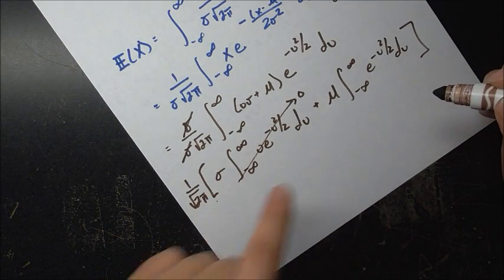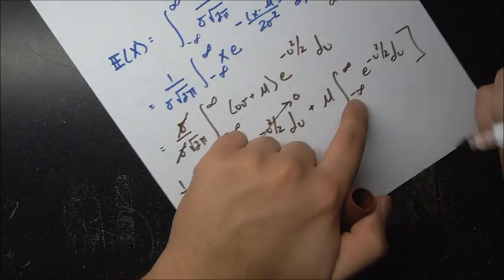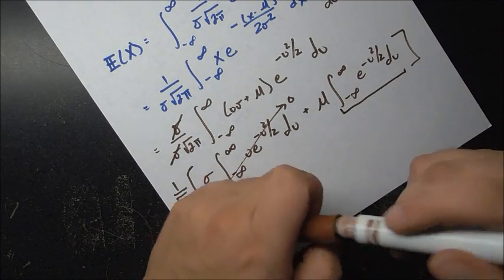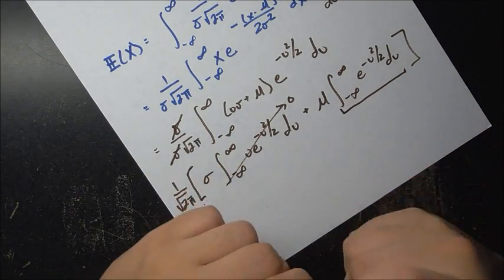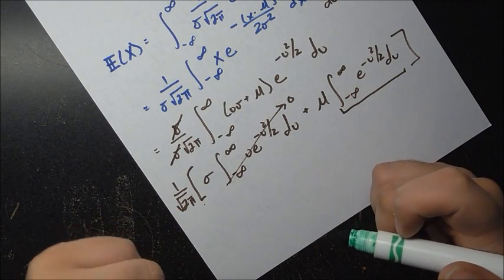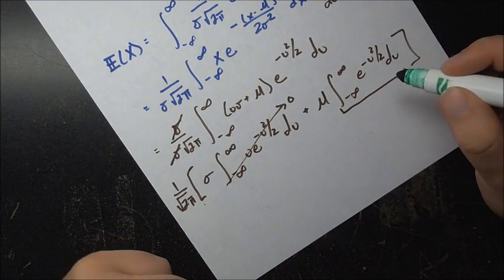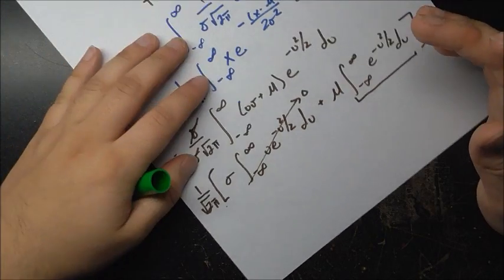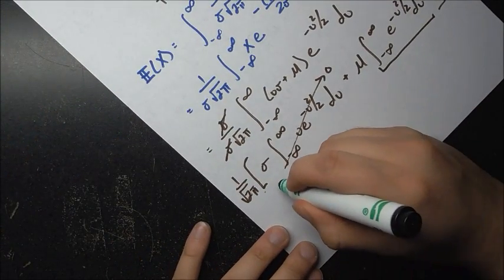So really all we have is mu over root 2 pi times this integral. It's not clear how to do it at first, so we're going to have to use a little bit of creativity. We're going to have to use polar coordinates here. So instead of calculating this integral, let's calculate this integral squared. I know that seems weird, why would you complicate it? But we're going to see why that makes sense.